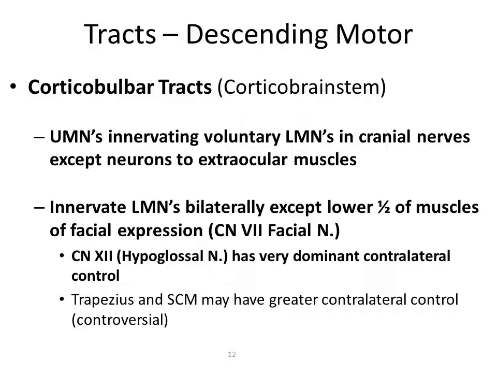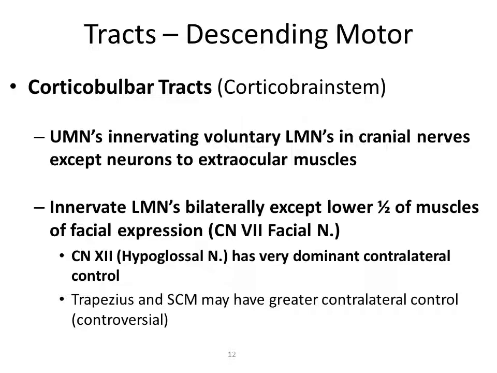But for the remaining cranial nerves that are innervating skeletal muscle, our corticobulbar tracts are going to contain the upper motor neurons that are going to innervate the voluntary lower motor neurons. Something that makes these tracts unique is that unlike the lateral corticospinal tract, which only innervates contralaterally, the corticobulbar tracts innervate bilaterally. There is one exception and one significant almost exception. That is the lower motor neurons that are going to innervate the muscles of facial expression on the lower half of your face, which are only controlled contralaterally.